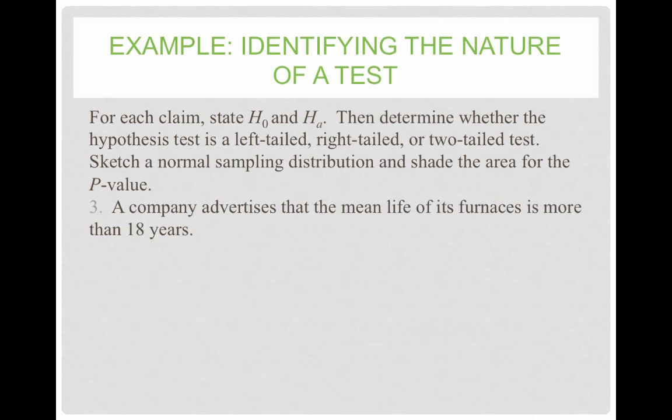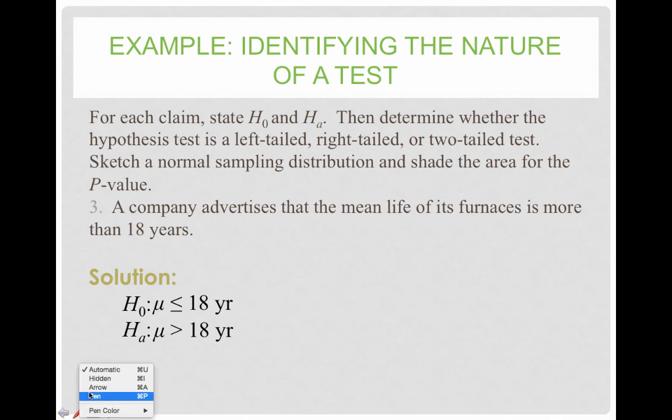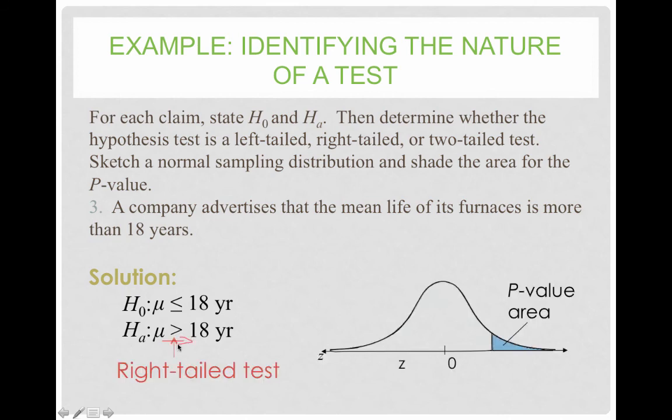All right. Lastly, a company advertises that the mean life of its furnaces is more than 18 years. More than is an inequality statement. So our alternative hypothesis is mu greater than 18. That makes our null less than or equal to 18. Looking at our alternative hypothesis, we have greater than, which points to the right, so it's a right-tailed test. And so our p-value area is now the right tail of our distribution.